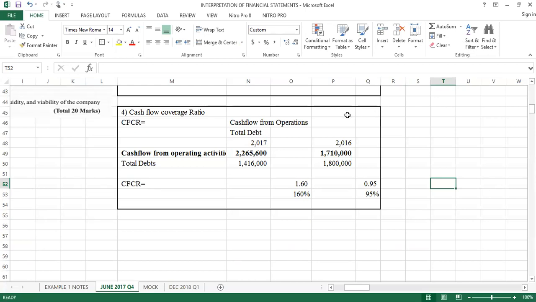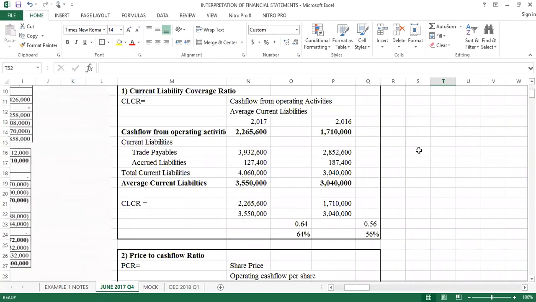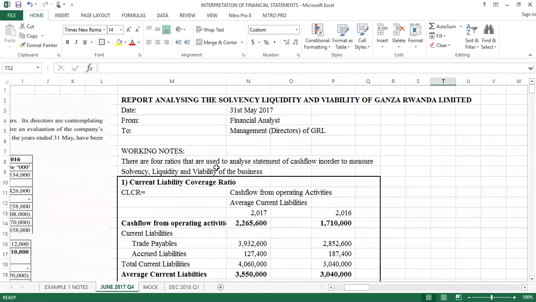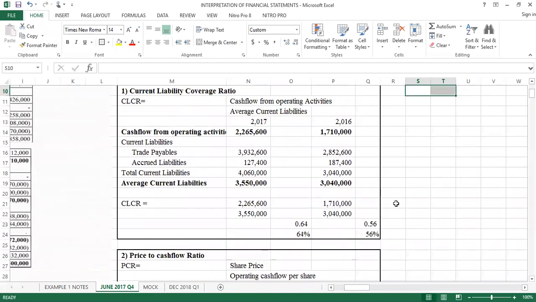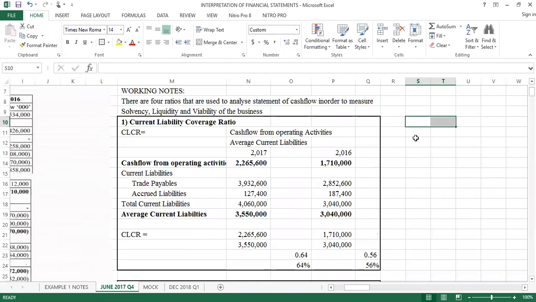You should be in a position to do normal ratios. So remember, these were working notes. There are 4 ratios that are used. Now, besides these, you can now explain these. How can we do our explanation?